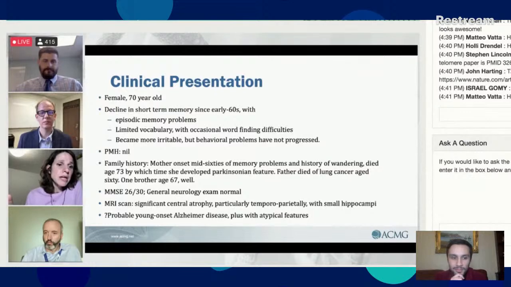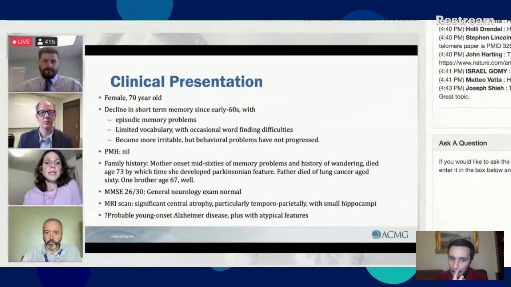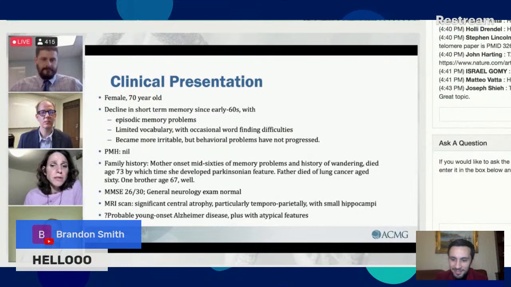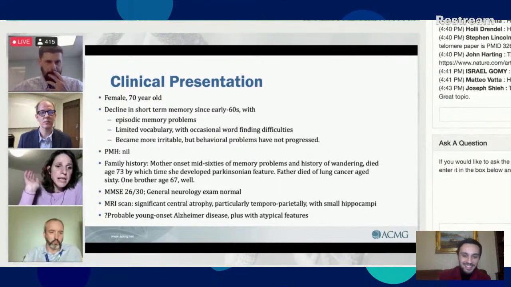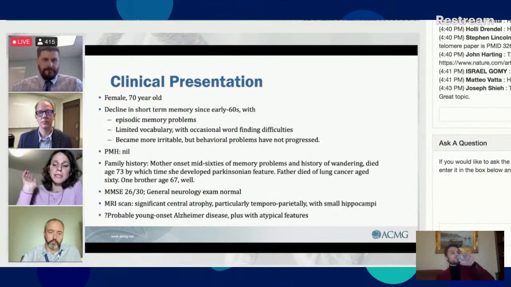In the family history, her mother was similarly affected with memory problems, started in her mid-60s, and a history of wandering. On the MMSE examination, she scored 26 out of 30, and the general neurology examination was normal. The MRI scan showed significant central atrophy, particularly in the temporoparietal area. So at this stage, a query diagnosis of probable young onset Alzheimer's disease with some atypical features was suspected.